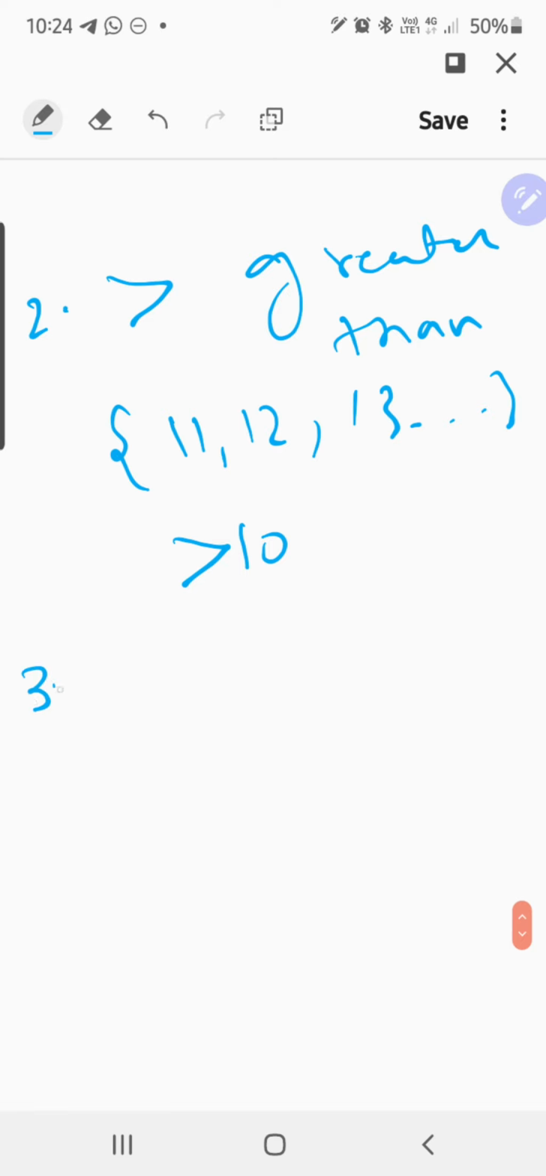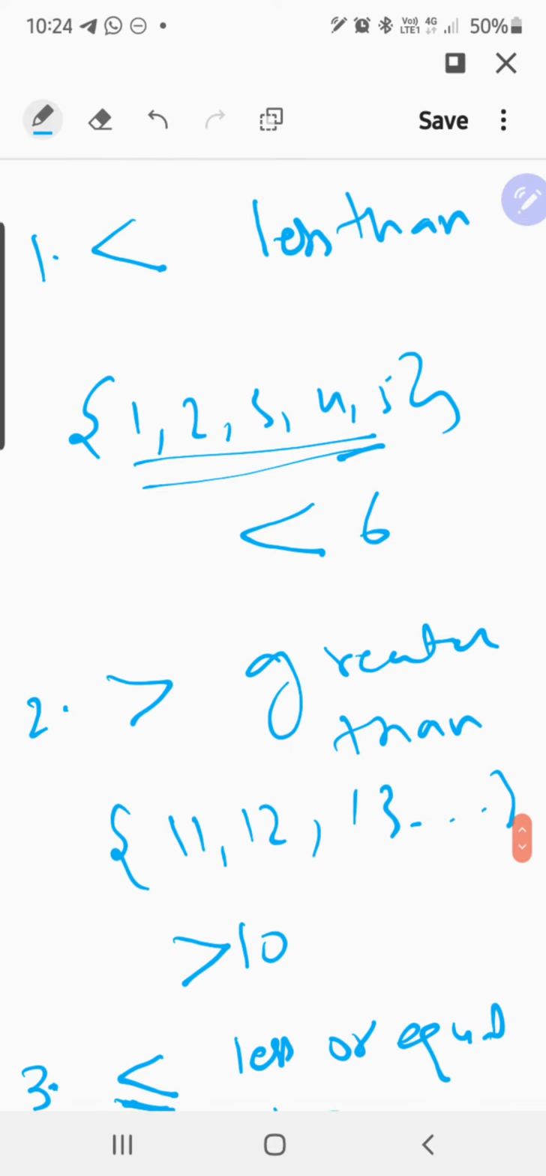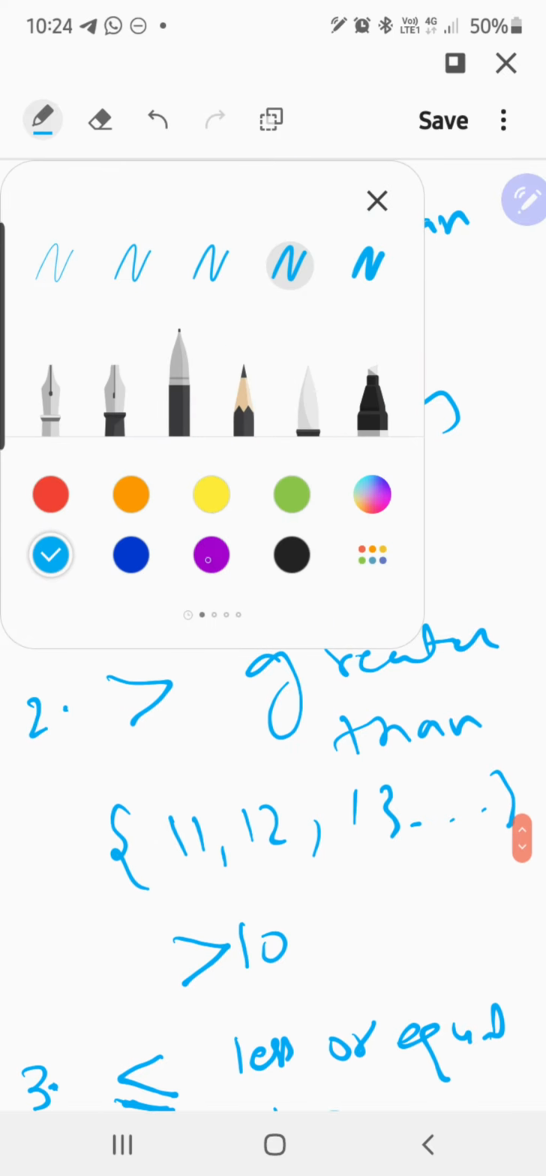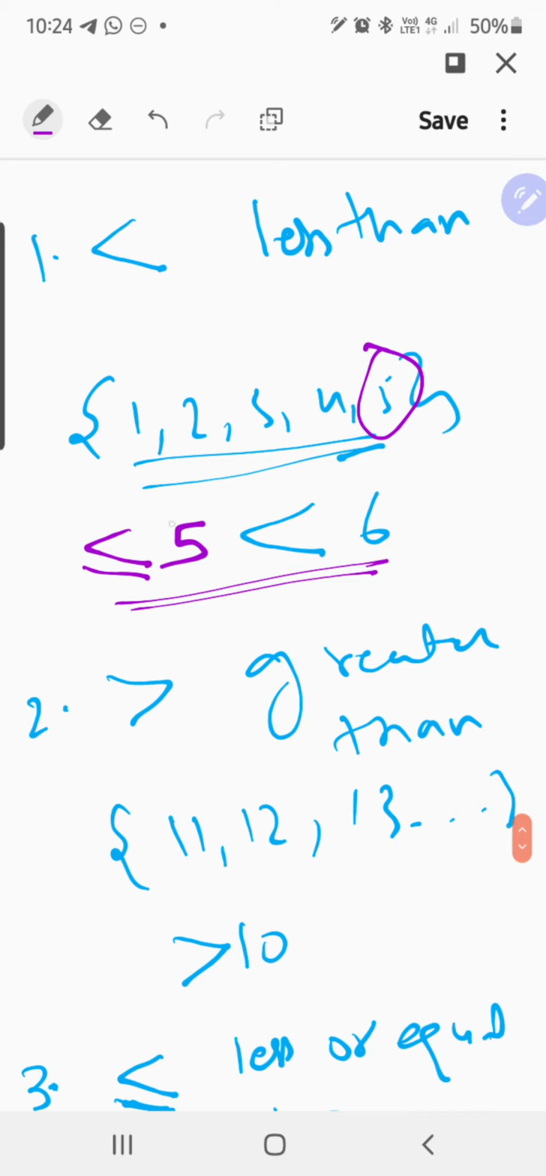Next, our third one: less than or equal to. When you put this sign, this is called equal to. Therefore this is called less than or equal to. How to write it? For example, I am considering the same series. Instead of writing like this, how can I write? I will write like this: less than or equal to. The same series I can write in this way: less than or equal to 5. Both are correct, but here we are taking the last point. That's why we are saying less than or equal to 5.